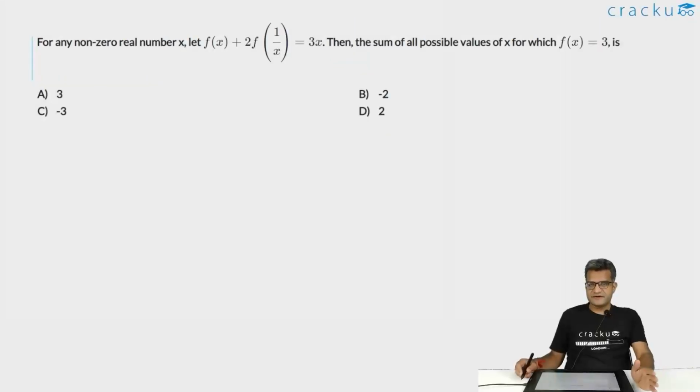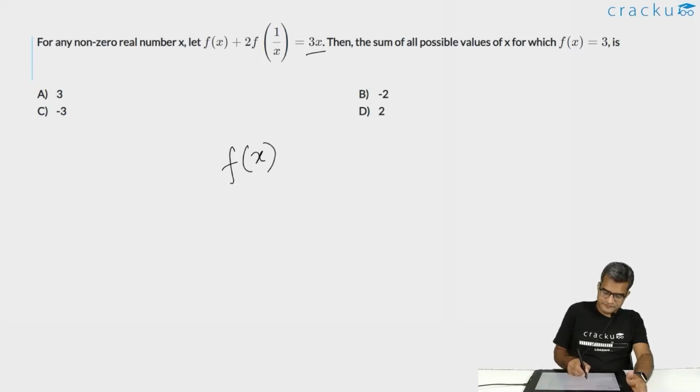In this question, we are given a function which is defined for all non-zero numbers x, which says that f of x plus 2 times f of 1 by x is 3x. So f of x plus 2 times f of 1 by x is equal to 3x.